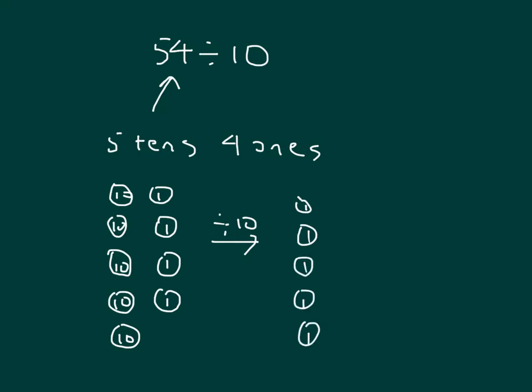When we divide a 1 by 10, we would get 1/10, or a tenth. So for each of these, we would get 0.1 when we divide it by 10. Therefore, our answer is 1, 2, 3, 4, 5, and 4/10. So 54 divided by 10 is 5 and 4/10, which is written that way.